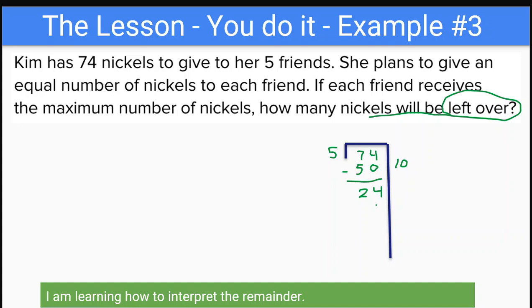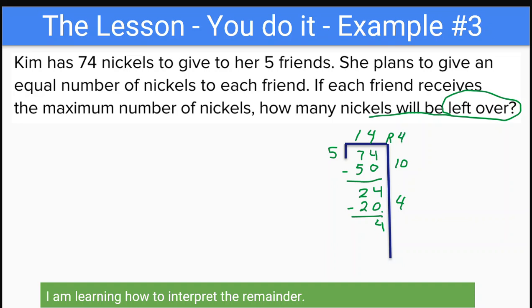Well, how about if we gave each friend 4 more nickels, right? So let's give each friend 4 more, all right? 4 groups of 5 would be 20. Okay, and we subtract and we got 4 left over. So we can't take out any more groups of 5. And so we say right here that we used 10 the first time, then we used 4, that's 14. So each friend can have 14 nickels. There's 5 friends, and there's going to be 4 nickels left over. So remainder 4 right there.